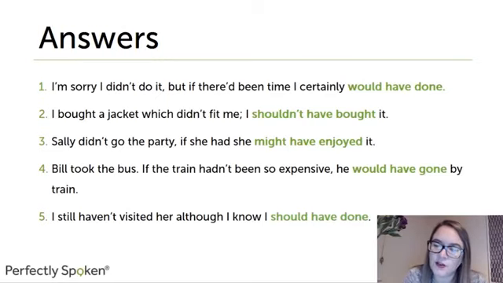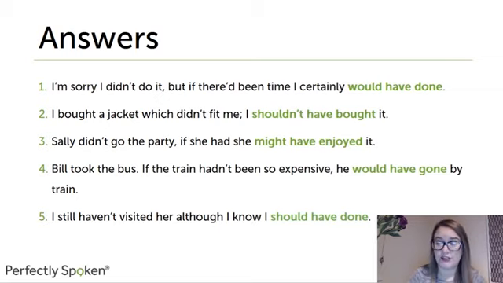Number 1, I'm sorry I didn't do it, but if there had been time, I certainly would have done. Number 2, I bought a jacket which didn't fit me. I shouldn't have bought it. Number 3, Sally didn't go to the party. If she had, she might have enjoyed it. Number 4, Bill took the bus. If the train hadn't been so expensive, he would have gone by train. And number 5, I still haven't visited her, although I know I should have done.